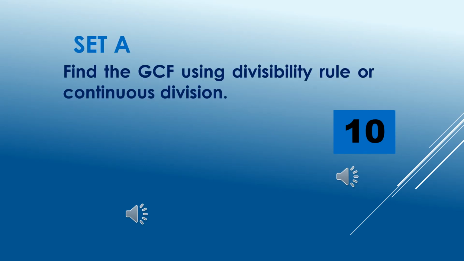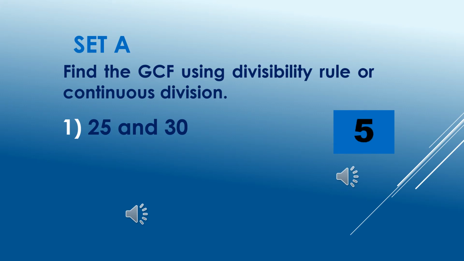Set A, find the GCF using divisibility rule or continuous division. It's up to you kung anong gusto nyo gamitin. Number 1, 25 and 30. What is the GCF? You have 10 seconds to answer. Okay, time's up. And the answer is 5. Very good. If you're going to use the divisibility rule, both 25 and 30 are divisible by 5.